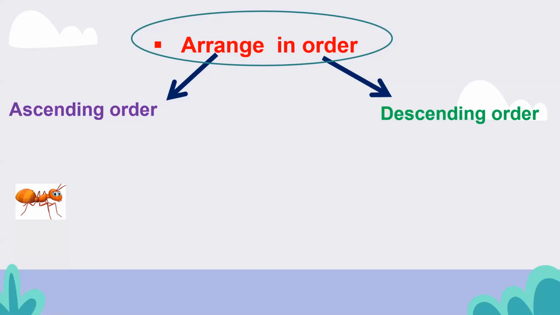Letter A, it's like what? It's like ant. Ant is very, very small. So I must start with the smallest number to the biggest number.